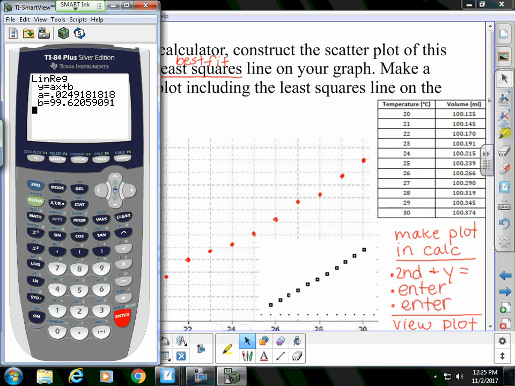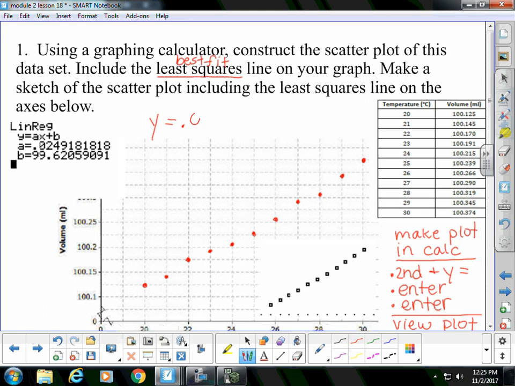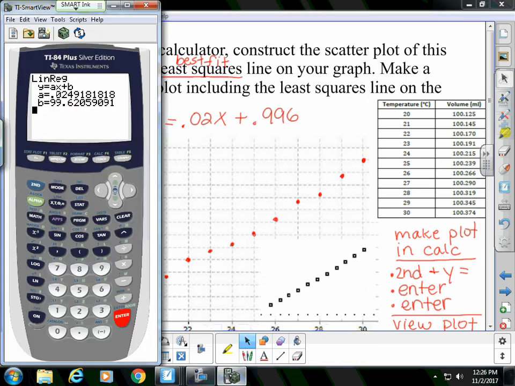So that equation is y equals 0.02x plus 0.996. Now to see that equation on the graph, you would go to y equals, so that's this button up here, and just type in exactly what we see. So 0.02, x is right here next to the green alpha key, plus 0.996, and then hit graph.